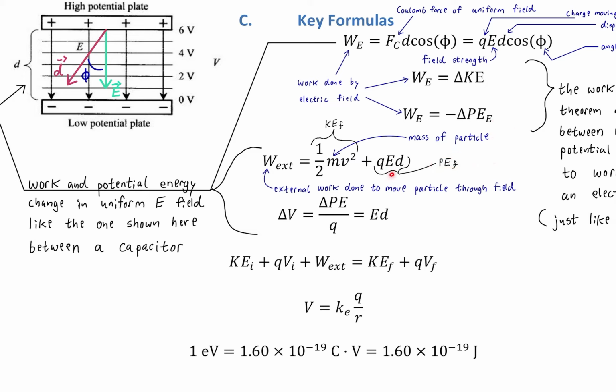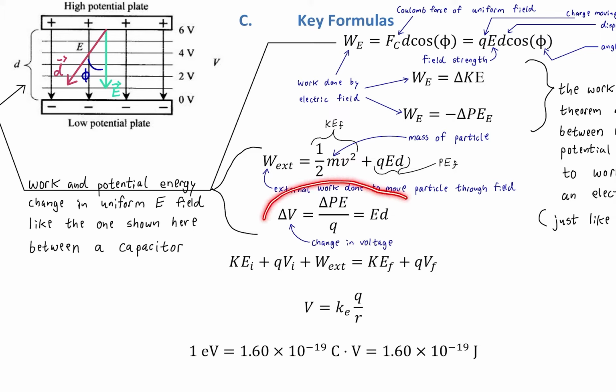QED looks a lot like MGH, as it should, because that was moving a mass through a uniform gravitational field, like on the surface of Earth, right? Where G was 9.8. So very similar idea, but now it's QED, okay? All right, it's good to see those parallels, good to get that familiarity, okay?